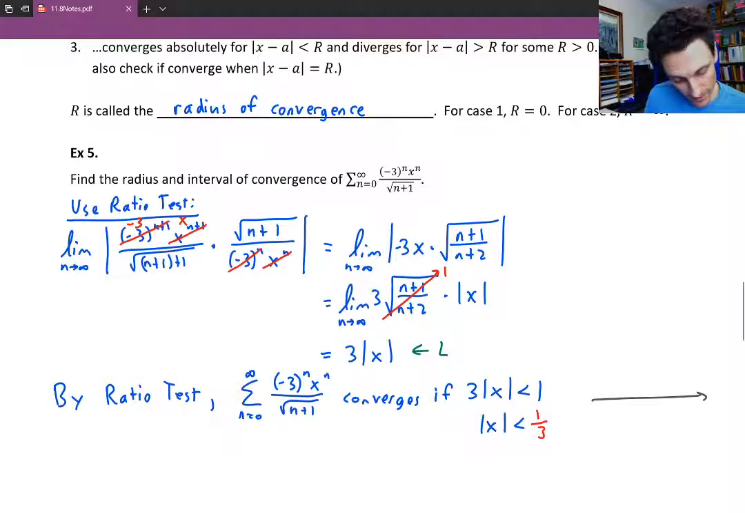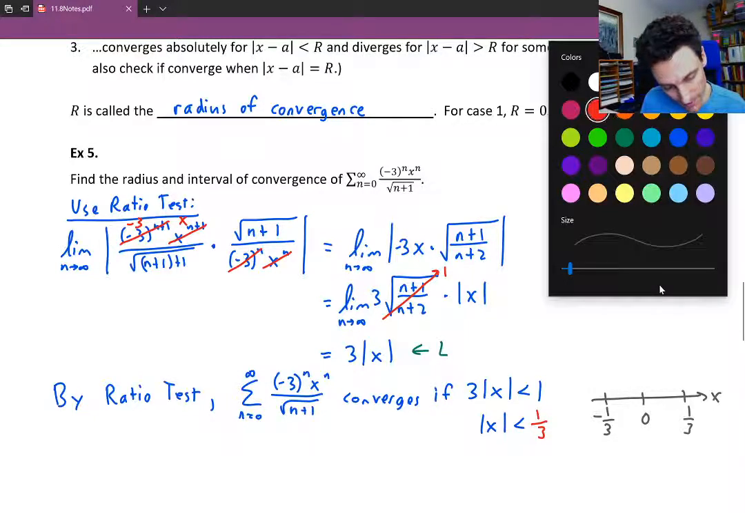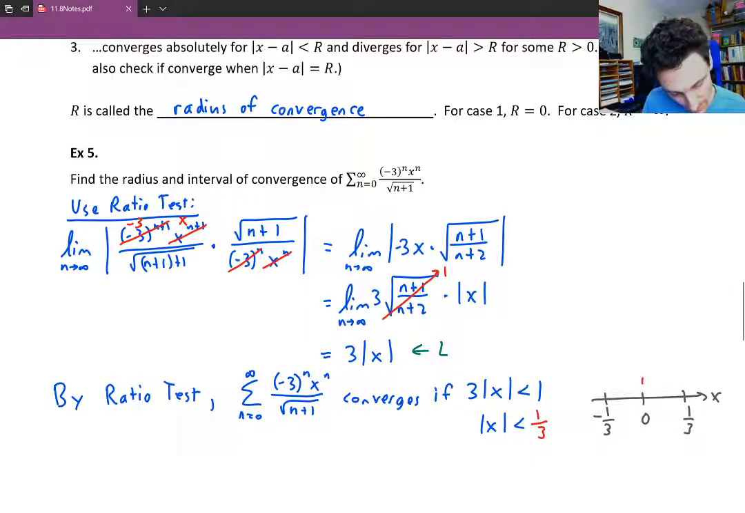What I'll do is I'll first write the interval of convergence, or the basic interval of convergence that we have so far. So the absolute value of x less than 1/3 means x is between negative 1/3 and positive 1/3. So there you can imagine your interval of convergence, where x equals 0, which is the center of our power series, is right in the middle. And so you can see the radius of convergence in that picture. It's the distance from the center out to the sides.